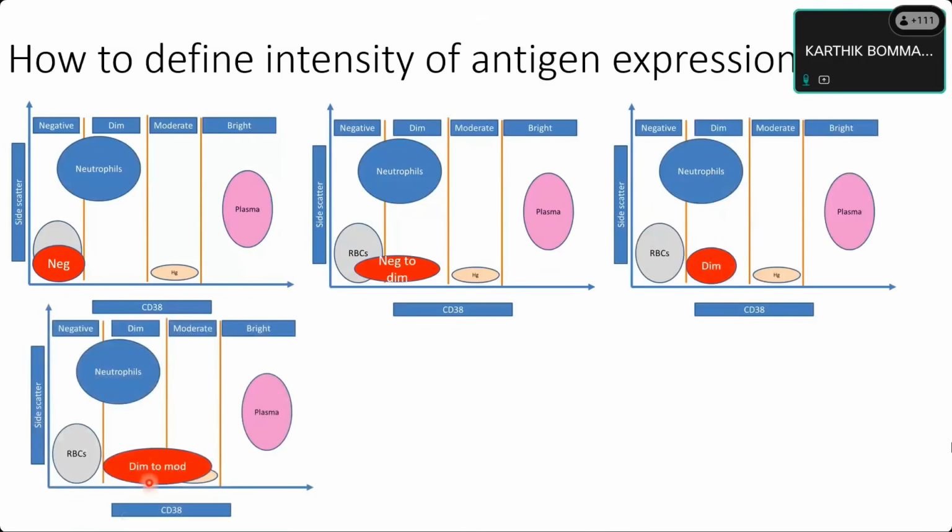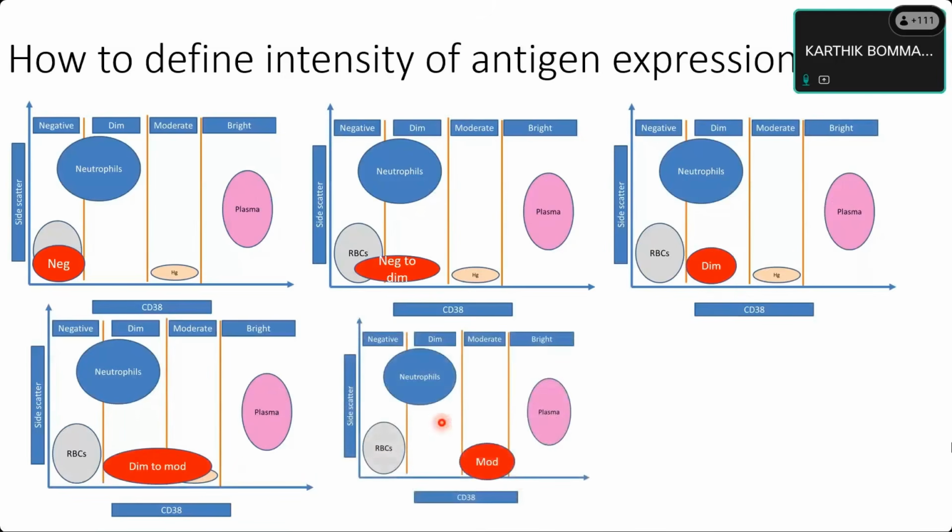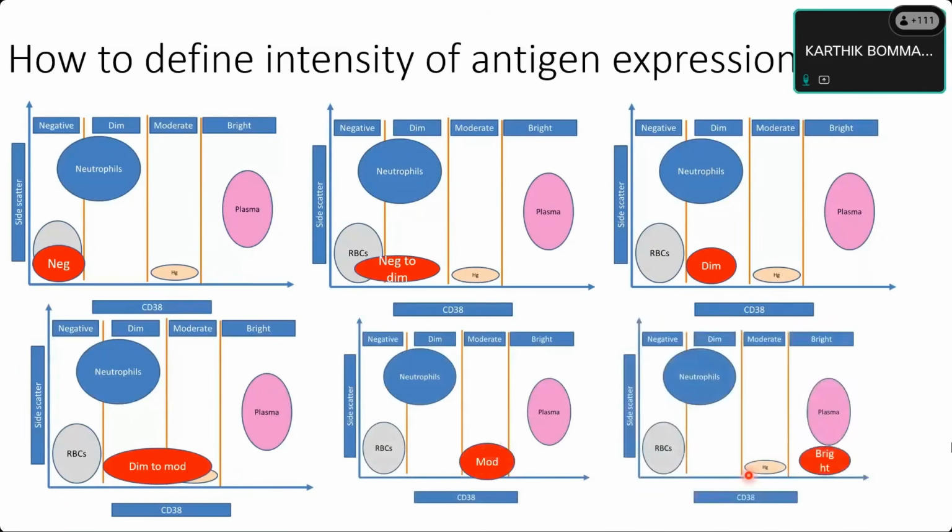Here it is spanning from neutrophil expression to that seen in your hematogones, dim to moderate. And here it is as good as seen in my hematogones, so moderate expression. If the antigen intensity is as good as my plasma cells, it's called bright expression. So based on internal comparator, you describe the expression as dim, moderate, bright, heterogeneous, those sort of things. Is this concept clear? If any flow plot is given, you have to interpret it this way with the internal control.